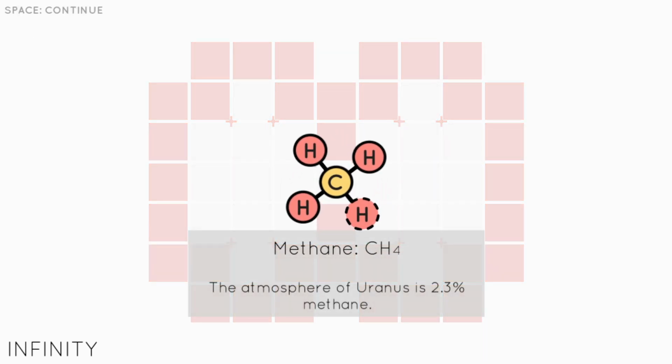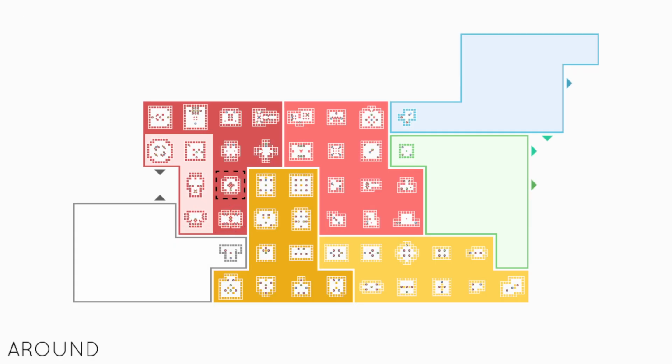The atmosphere of Uranus is 2.3% methane. Fun fact.